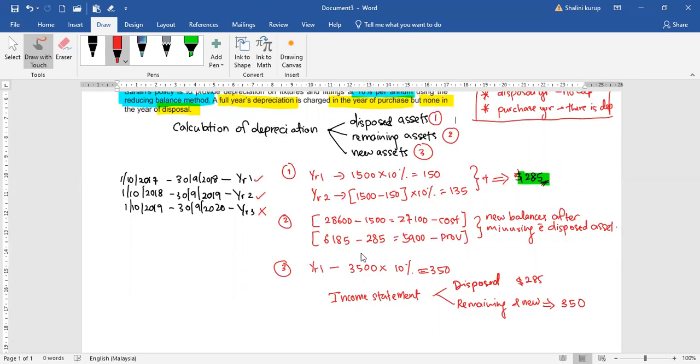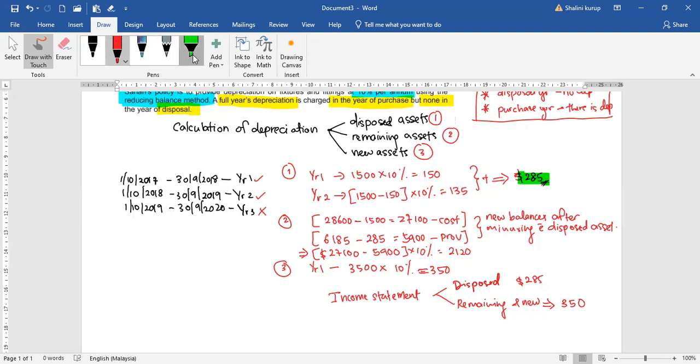How do you get the remaining one? It's very easy. You know your new cost is 27100. You minus your 5900, then you times your 10%. So this will be your remaining asset's depreciation. 27100 minus 5900, you get 2120. Sorry that I forgot to do the calculation for the depreciation.